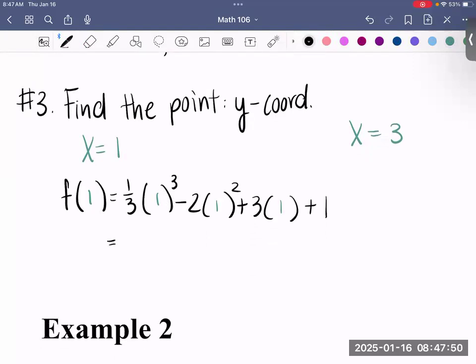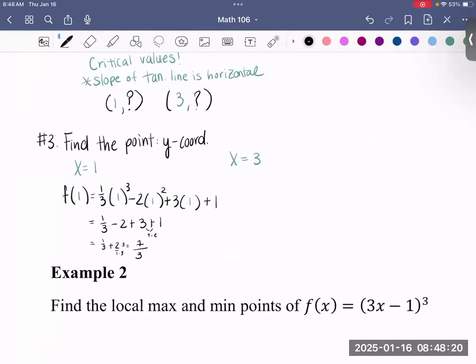And keep in mind, you are allowed just a basic calculator here. So you plug in a 1, you get 1/3 minus 2 plus 3 plus 1. So we can say, okay, we have 1/3, and we can save the fraction for the end, plus, let's see, that's 4 minus 2, so that's plus 2. And in order to get a common denominator, we should get 7/3. So your critical point is 1, 7/3. Let's do it again for your 3.